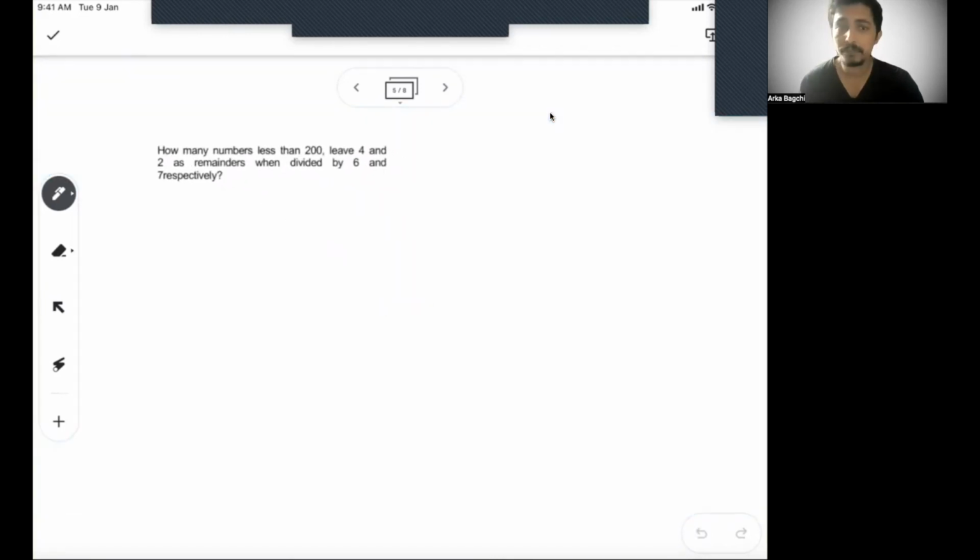So the next one says: how many numbers less than 200 leave 4 and 2 as remainder when divided by 6 and 7 respectively. So here you see the gap is not the same, because when divided by 6 you get 4, when divided by 7 you get 2. So there is no such formula here. So the number we can say is 6a plus 4, and the same number is 7b plus 2. So the remainder is not the same, so we cannot use any of the previous two formulas that we have seen earlier.